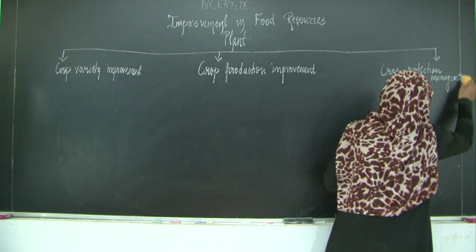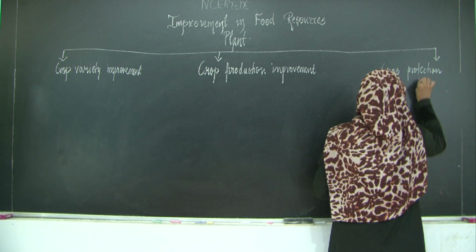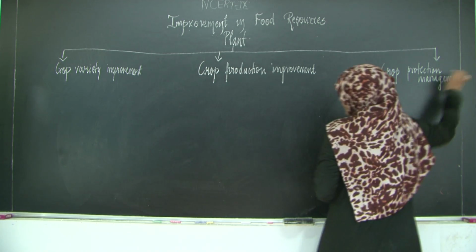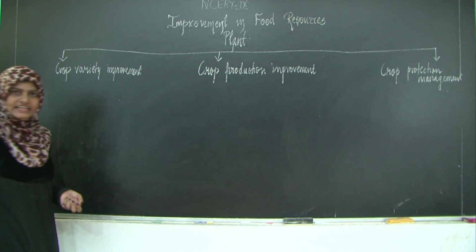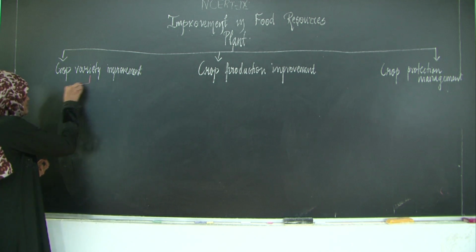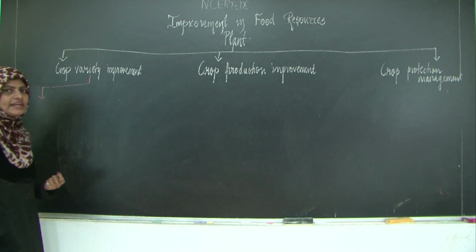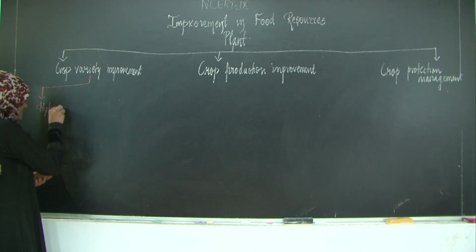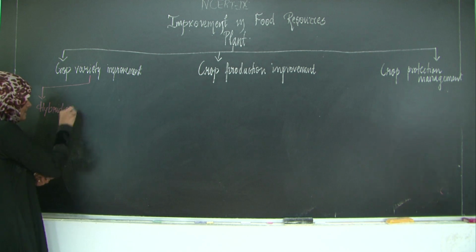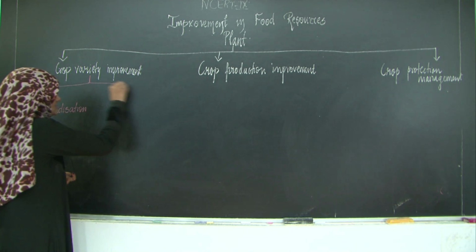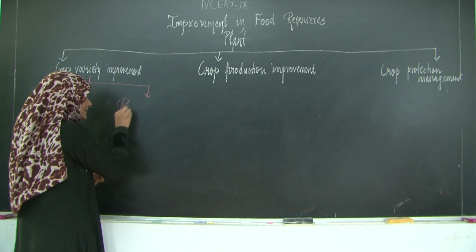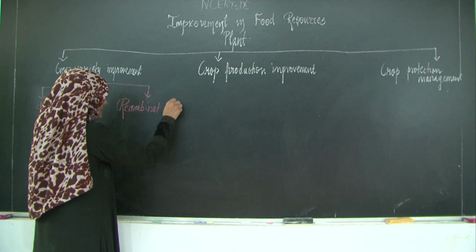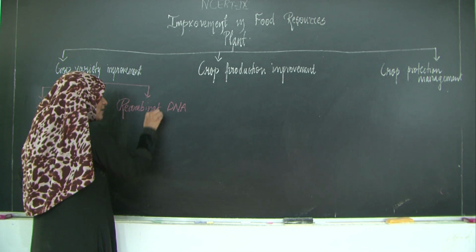I'll write more neatly so that you can take a note. Management. Now, let us take the first one over here, crop variety improvement. Crop variety improvement is generally done by hybridization. Okay. Now, along with hybridization, I can even have recombinant DNA technology.